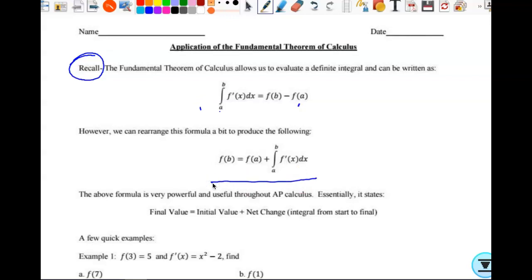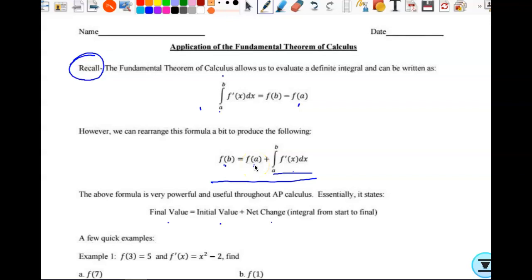And when you integrate, this is your initial value, this is your final value, right? So now what this says is this is your final value. It's equal to the initial value plus all of your accumulated change. That's what this means. Final value equals initial value plus net change, right? So if I wanted the initial value, I could take the final value and subtract the change. That's going to give me my initial value, right?